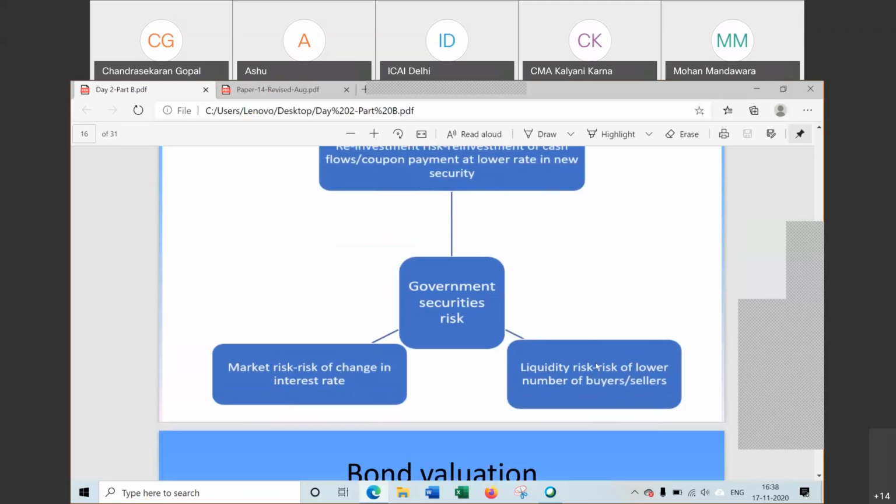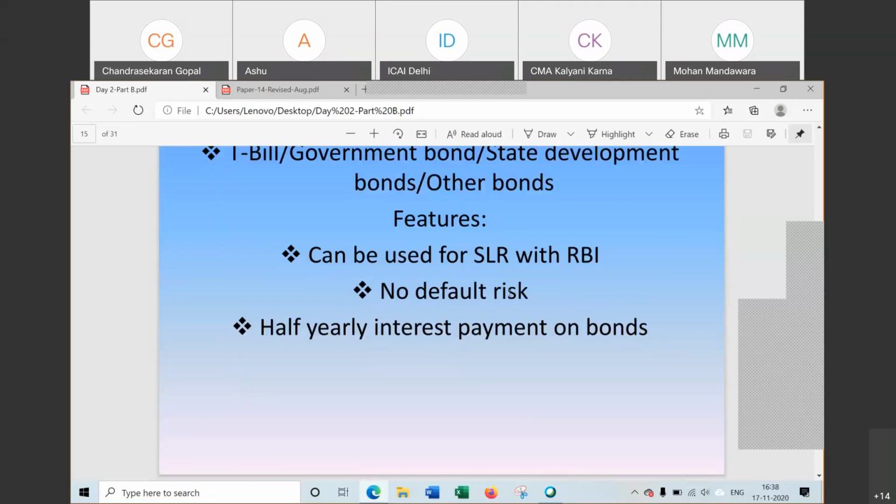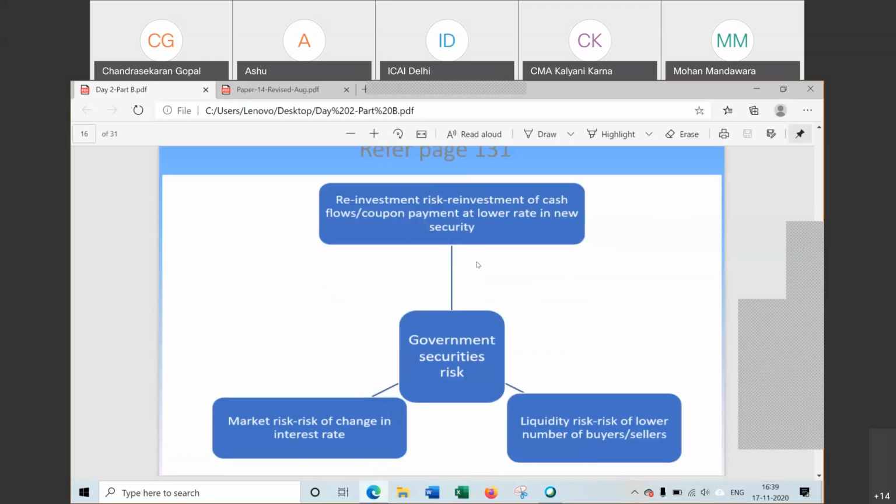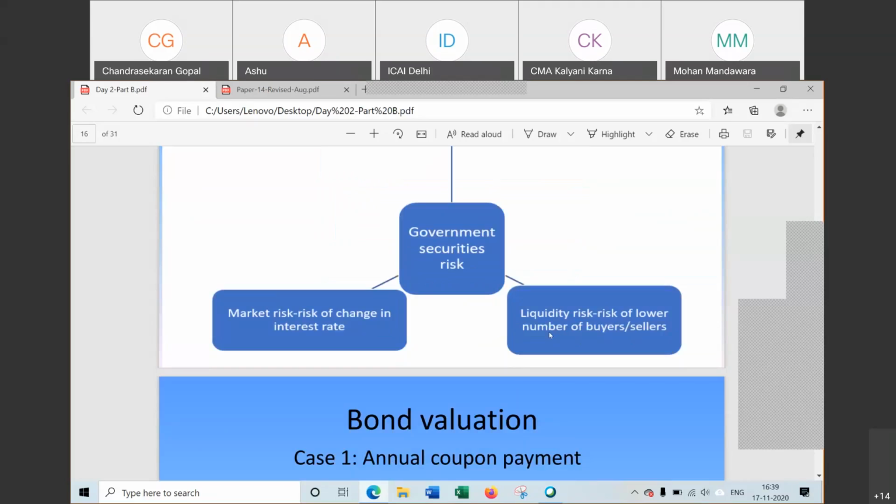Now, what is liquidity risk? Liquidity risk means the holder of a government security is unable to sell when there is a need of cash. The holder is not able to sell when cash is needed. Why can it not be sold? Because there is a lower number of buyers. So liquidity risk is the risk of a lower number of buyers or sellers. In government security there is no default risk. Default risk means default in payment of face value and interest, that is coupon payment. So that risk is not there, but what can be the other risks? Decline in rate of interest, and liquidity risk, that is a lesser number of buyers and sellers.